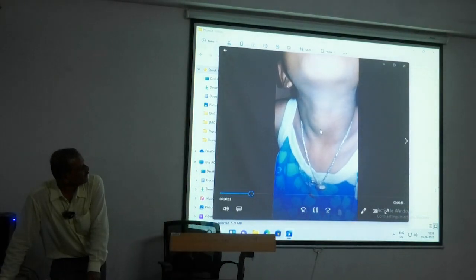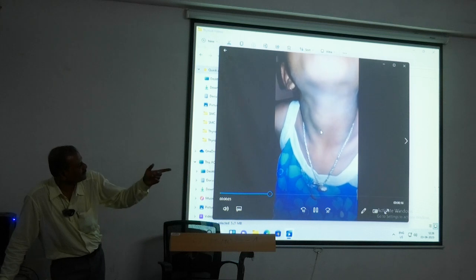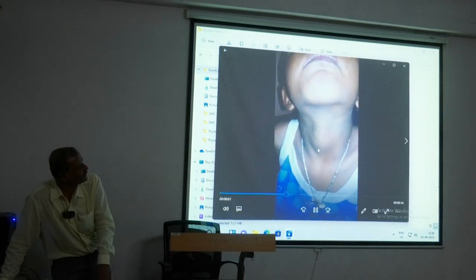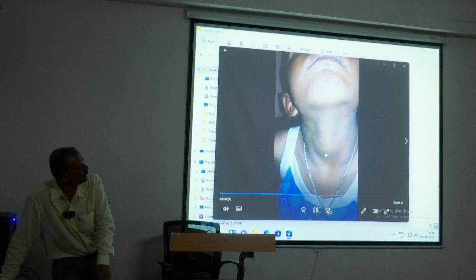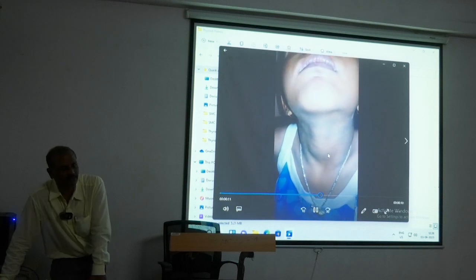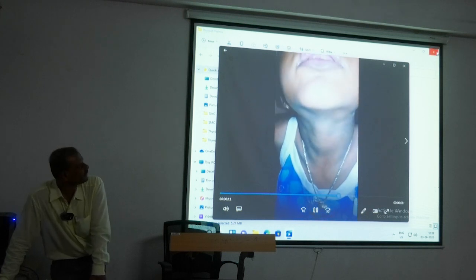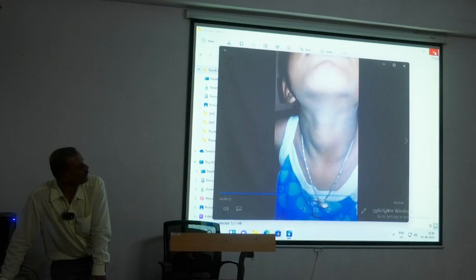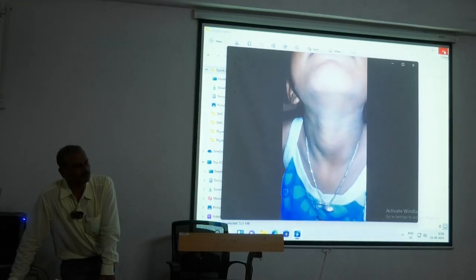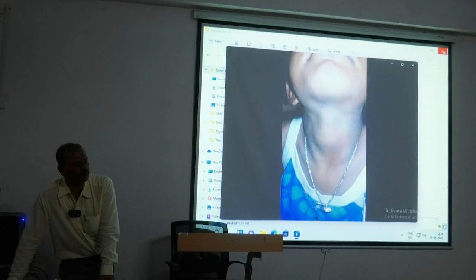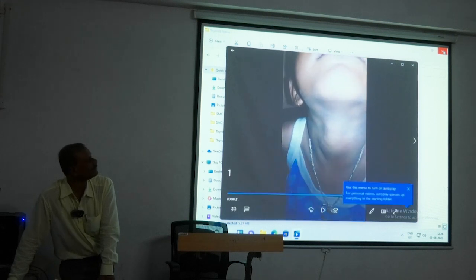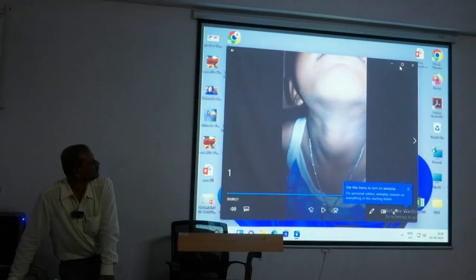If you want to see the thyroid, give him a little bit of water and ask him to swallow it. Can you see? This small thyroid is almost normal. This is not enlarged. Always give a little bit of water so that he will be able to swallow it properly.